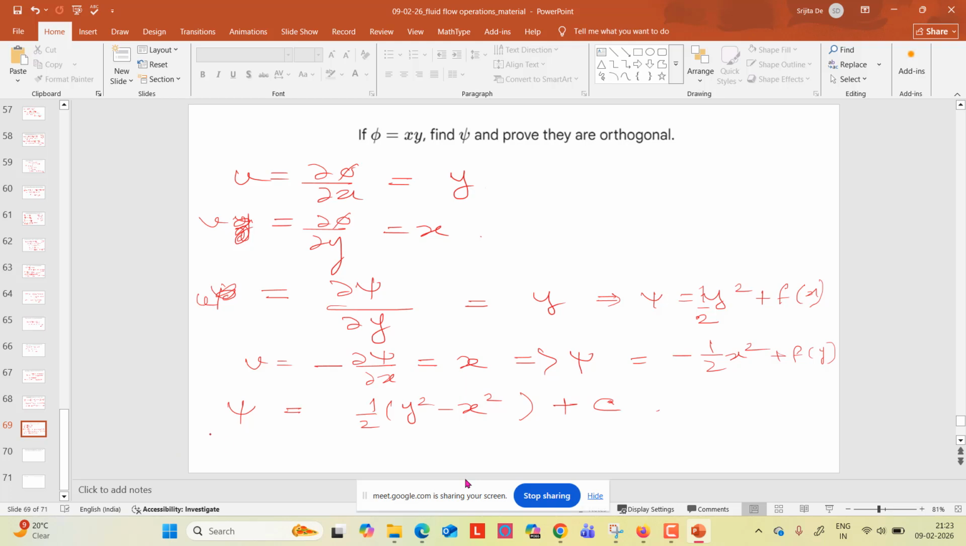So the proof would be del phi del x into del psi del x plus del phi del y into del psi del y equals to, so del phi del x is y, del psi del x is minus x, plus del phi del y is x and del psi del y is y again. So it is minus xy plus xy equals 0. So they are orthogonal.